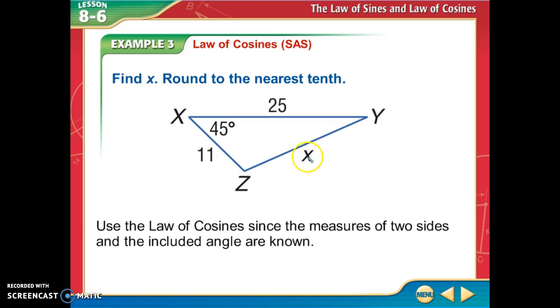Now I'm looking for x and I'm given the angle x, so I'm going to make x the side I start with and 45 what I put in my cosine. So I'm going to start with x squared equals, then I square and add the other two sides, so 11 squared plus 25 squared, right? Then I do minus 2 times the other sides.